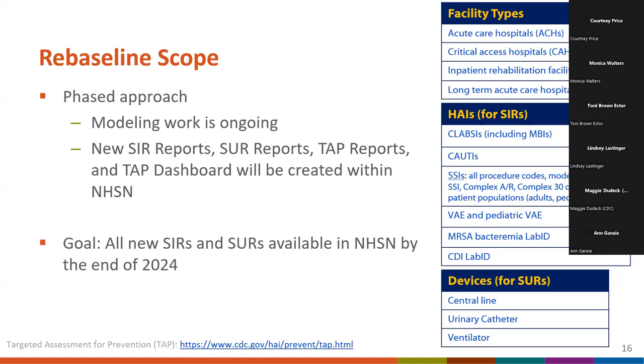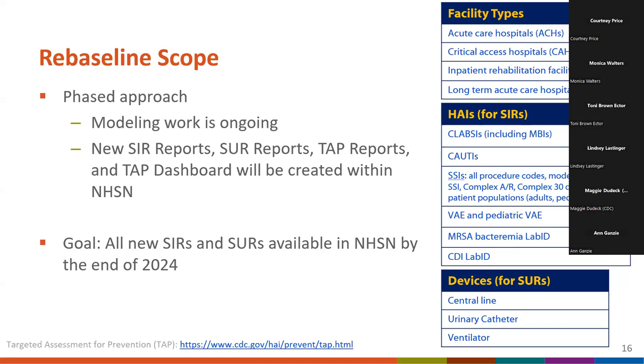All right, so here is some information about the scope of the rebaseline. The tables on the right list the facility types, the HAI types, and the devices that are being analyzed and assessed for new risk models. And I mentioned earlier that there are over 200 models being created, which means over 200 models that will be implemented into the NHSN application for all of you to use.